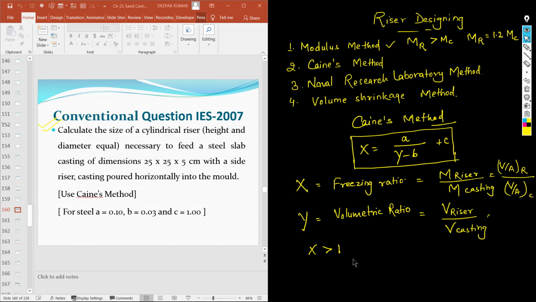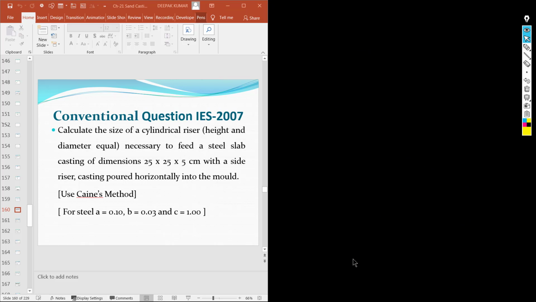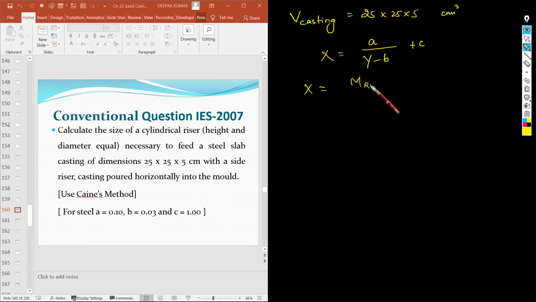Here, let me delete all that. So in this question, the volume of casting is given, that is the dimensions of casting, 25, 25 and 5 centimeter cube. We have the formula x is equal to a divided by minus b plus c. A, B and C are given. X is equal to modulus of riser divided by modulus of casting.